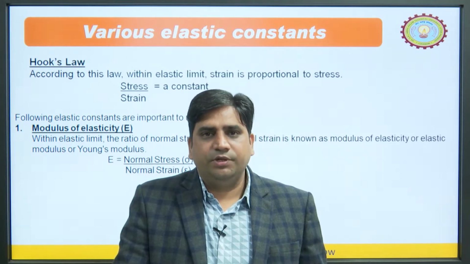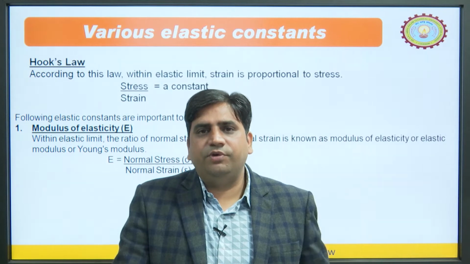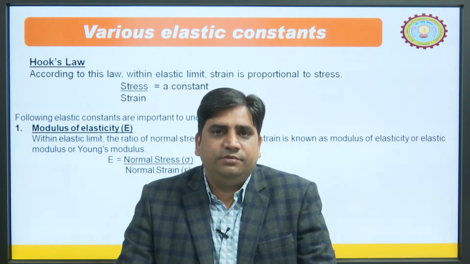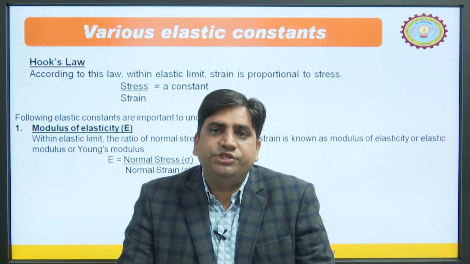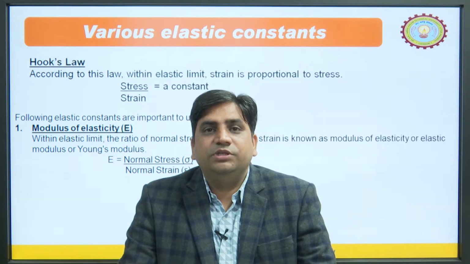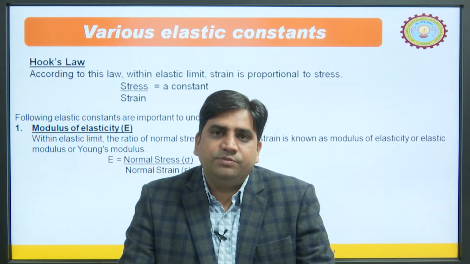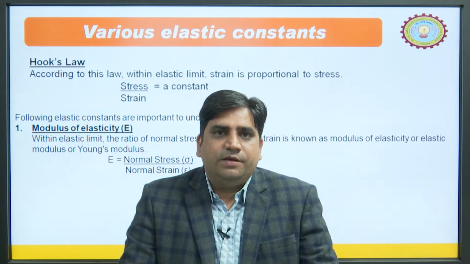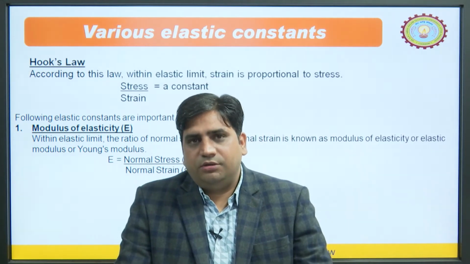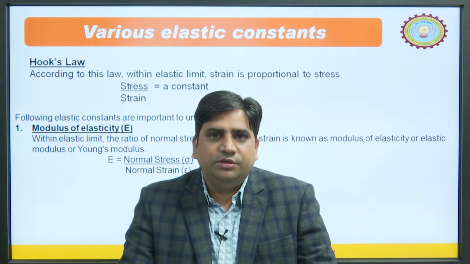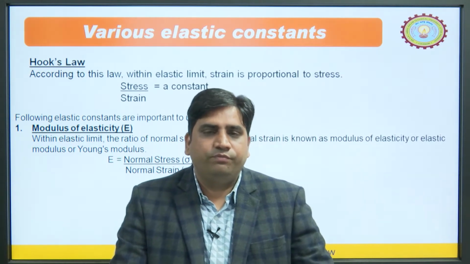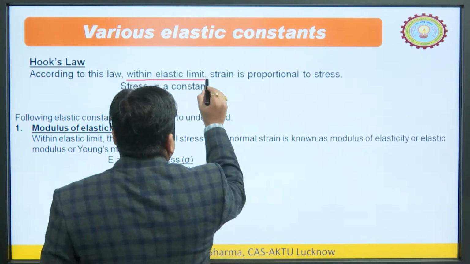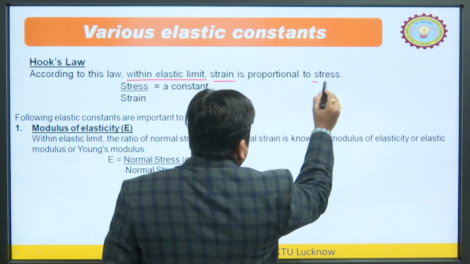Irrespective of the shape means, if you have a wire of stainless steel, or plates of stainless steel, or a sheet of stainless steel, these properties would not be affected. These properties would be the same in all the shapes or sizes. Before coming to the elastic constants, we should understand Hooke's law. According to Hooke's law, within the elastic limit, strain is directly proportional to stress.